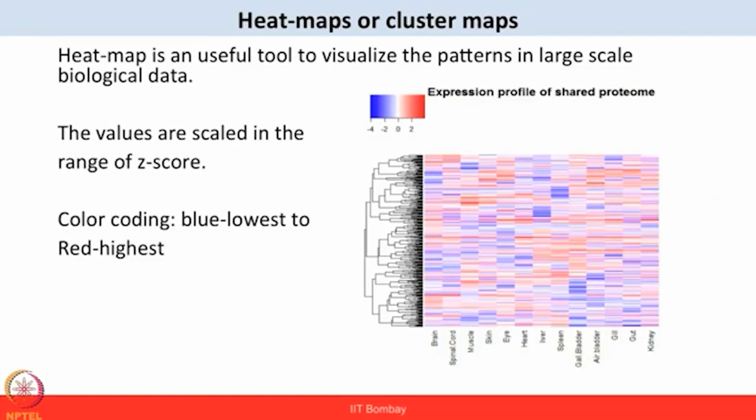And this color scale that ranges from -4 to +4 comes from the z-score scaling. So after you log transform your data, you do the z-score scaling and you can plot this as a heat map. The blue ones represent the lower expressing values and the red ones represent the highly expressed proteins. So this is a very useful technique in omics studies, that you can make patterns out of this whole large scale biological data. Next we talk about the volcano plots.